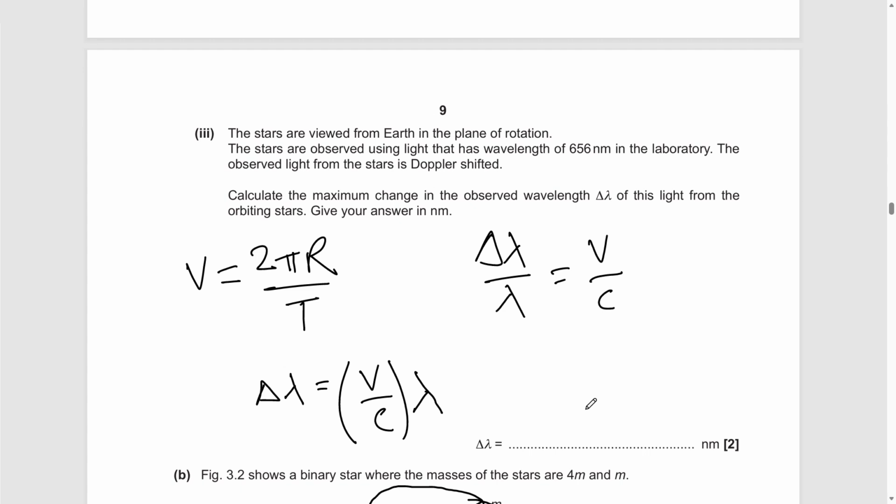For this question, you need to use the equation delta lambda over lambda equals v over c. But how do you work out v? V is equal to 2 pi r over t. So rearranging, once you've worked out v, you put it into this equation, the Doppler effect equation. Once you have your v, you can rearrange for delta lambda. And delta lambda equals v over c times lambda.